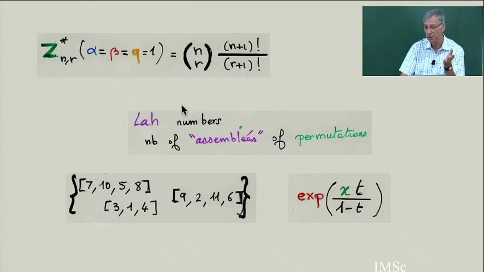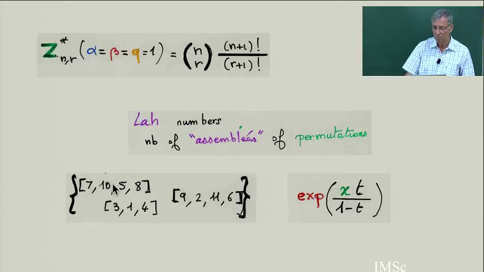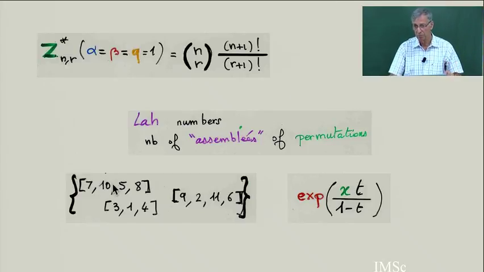If there is no oblique step, no letter A, then this assembly of permutations will be reduced to a single permutation. So what is an assembly of permutations? You take the numbers 1 to n, here n equals 11. And you split the numbers 1 to n into blocks, three blocks. Here r equals 3, n equals 11. And in each block, you put a total order, a linear sequence, totally ordered. But between the blocks, the order does not matter.